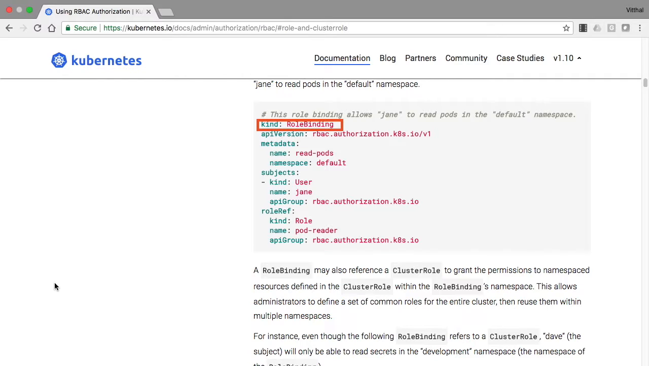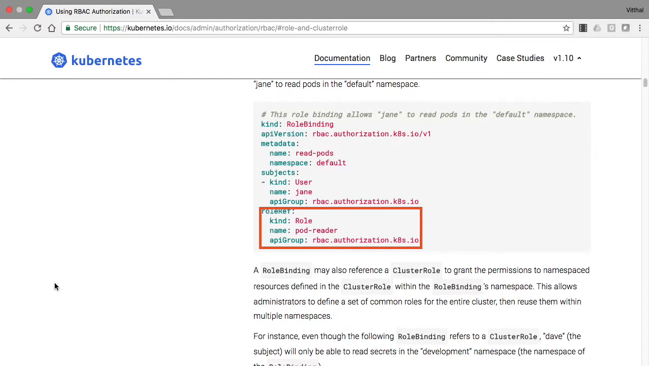The object kind is role binding, no surprises there. There is an API version which is rbac.authorization.k8s.io version 1. The metadata includes the name of this role binding, which is read pods, the namespace, which is default. The identities are defined in the subjects clause. Here the identity is of kind user. The name of that identity is Jane.